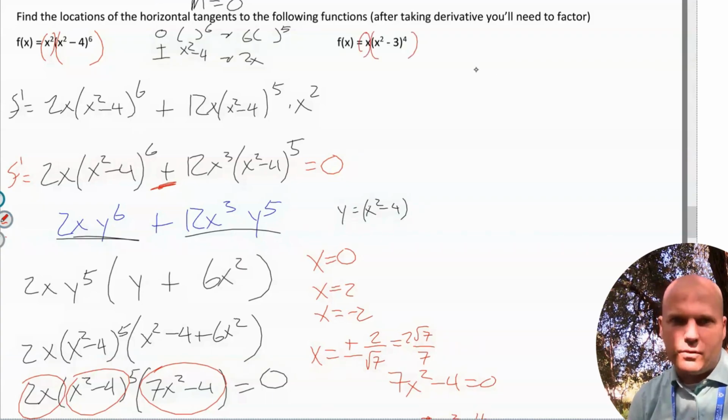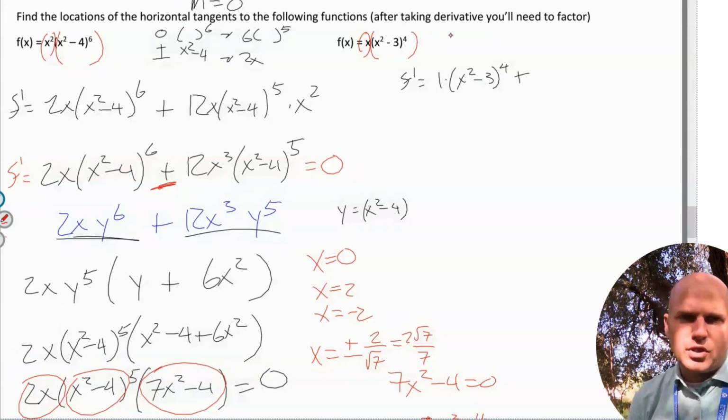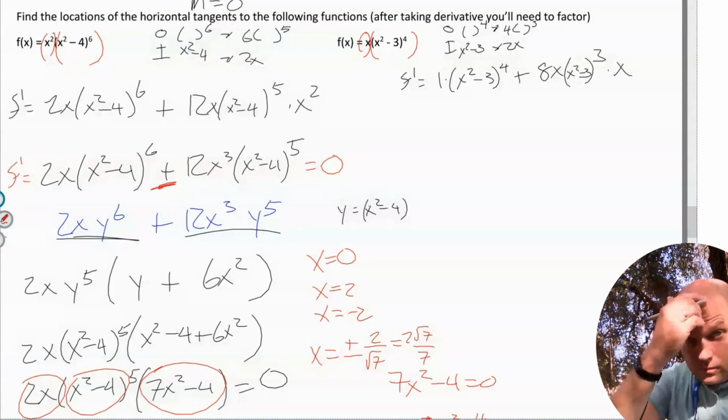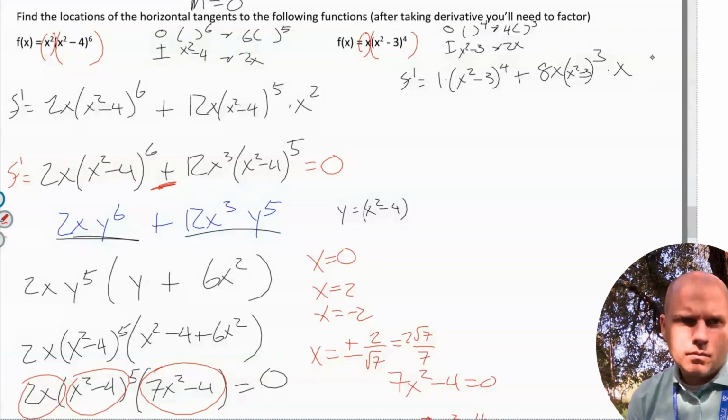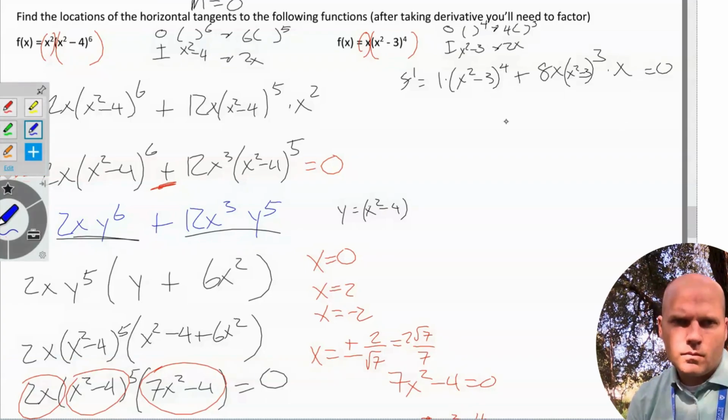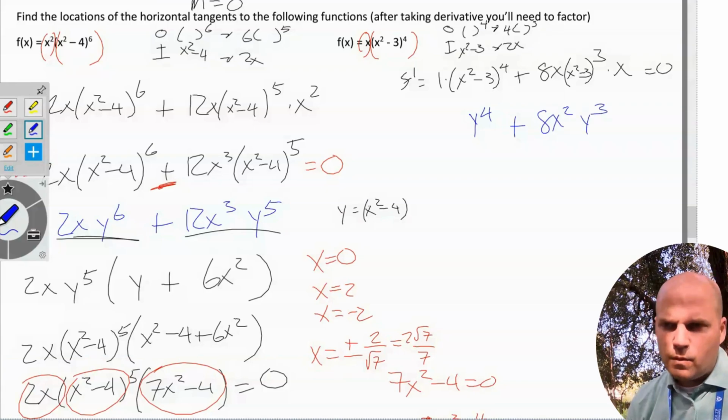Product rule, then chain rule. Slope of the first times the second, plus the slope of the second, parentheses to the fourth, x squared minus 3, 4 parentheses cubed, 2x, 8x parentheses cubed is the slope of the second times the first. Factor.